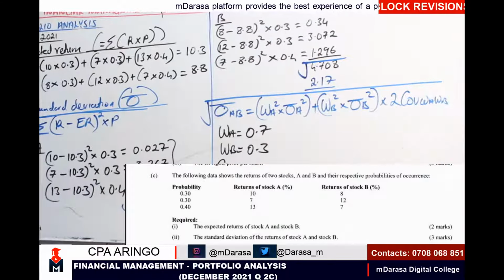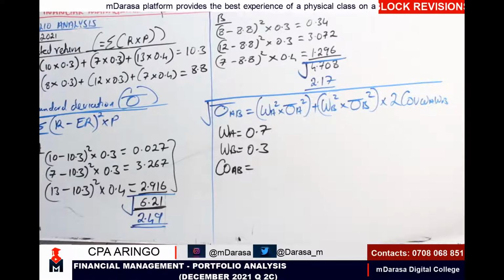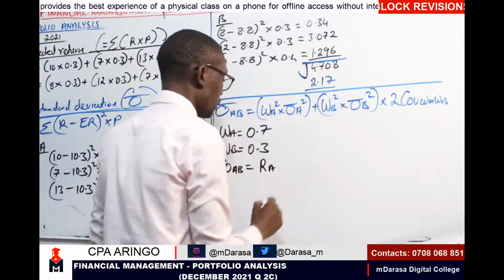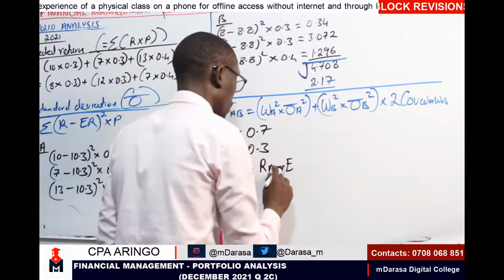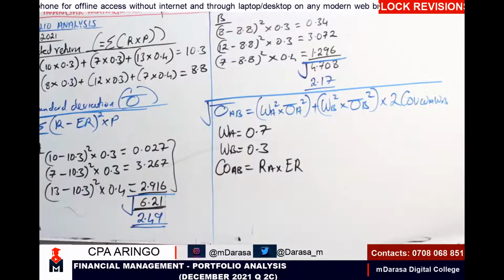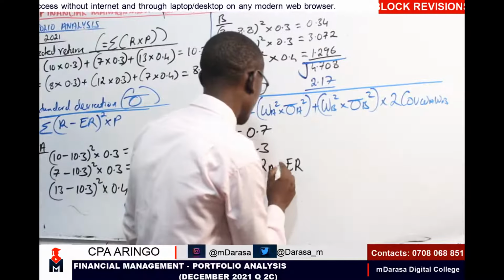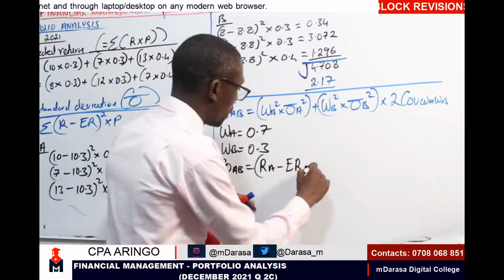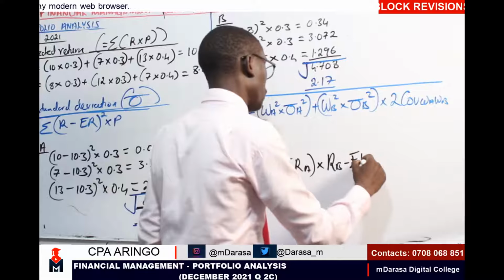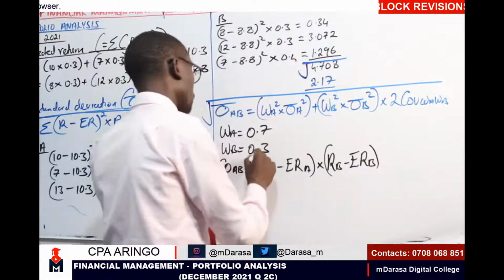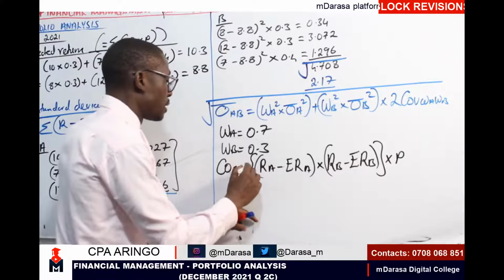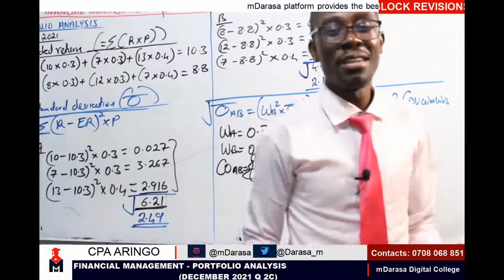If possible, let me remove this question so that you can have a very clear visual of how to determine the covariance. To determine the covariance of A and B, I'm going to take the return of A minus the expected return of A. That is, return of A minus expected return of A. We are going to multiply by the return of B minus the expected return of B. All of these, you should not forget your probability. Then you know very well, I should determine the summation of that.